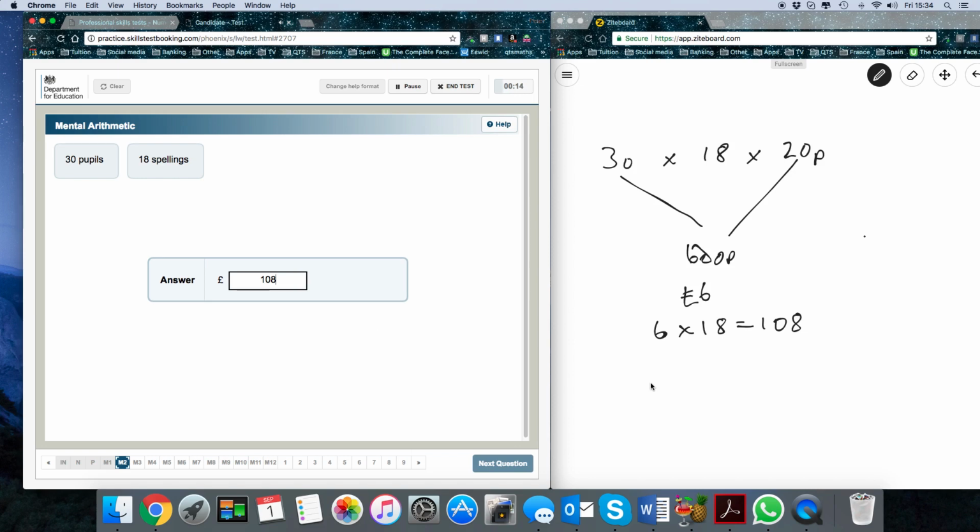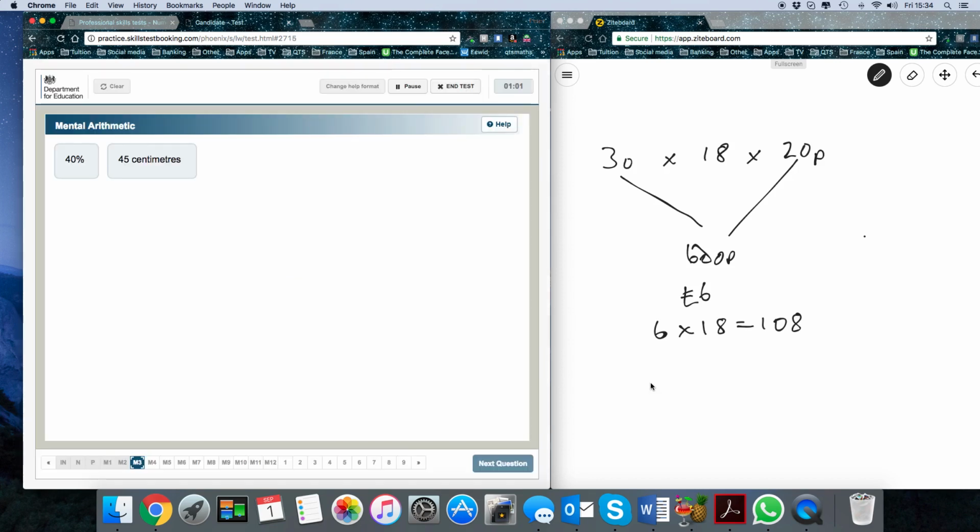Okay, it's quite a wordy, lengthy question, but once you get used to them, it should be easy. Notice I've done a multiplication, but I did the 30 times 20 first because it's easy, because there's lots of zeros in there. Once you get to 600 pence, quickly turn that into 6 quid. It will make this question much quicker.